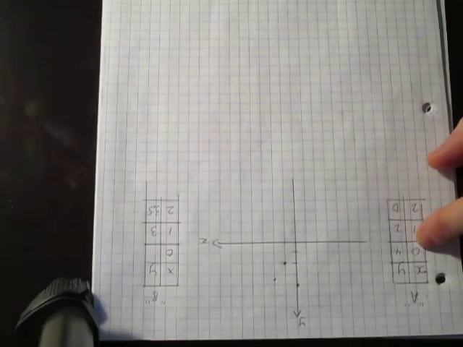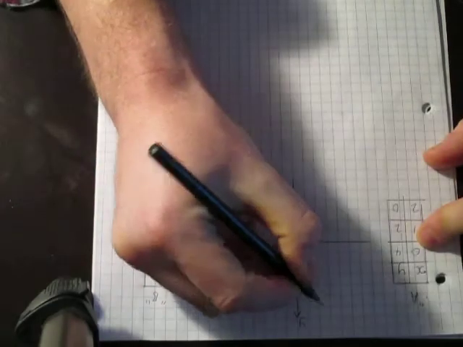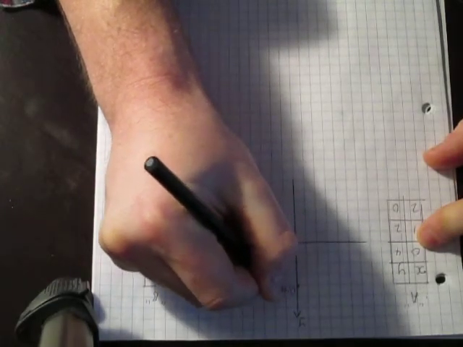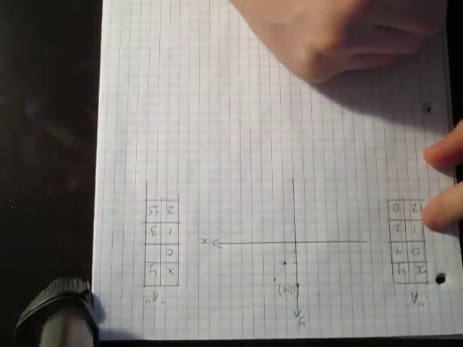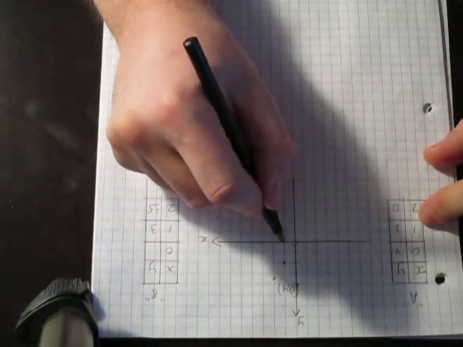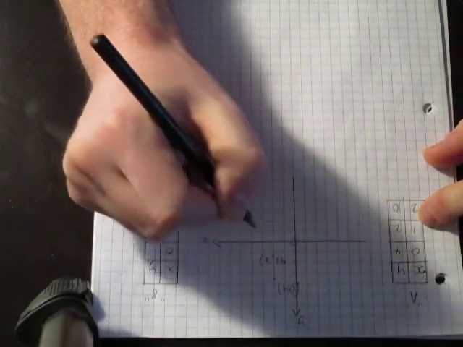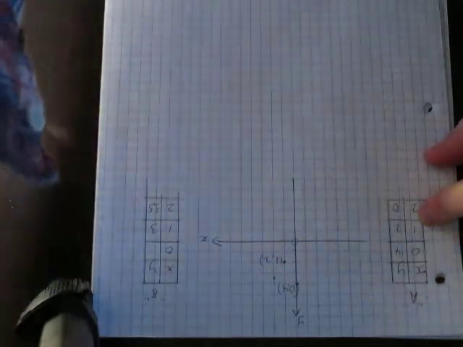So 0, 4, that's 0 along the x-axis and 4 up. So there's 0, 4. 1, 2 is 1 across from the origin and 2 up. So there is 1, 2. And you can join those points up to make your line.